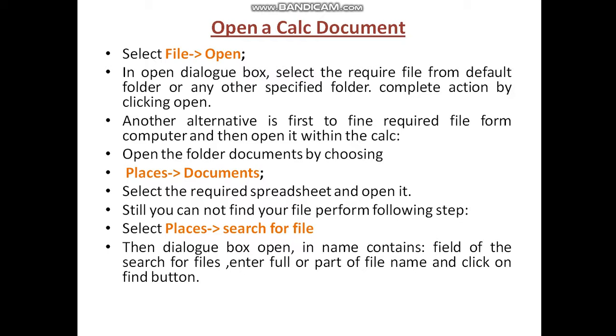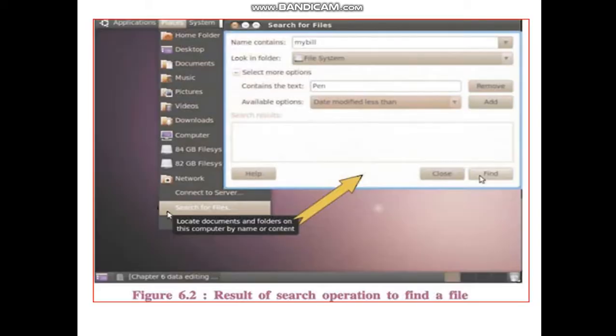If you still cannot find your file, perform the following steps. First of all select Places, Search for Files, and type the file name. Then a dialog box opens. In the Name contains field of Search for Files, enter the full or part of the file name and click on the Find button. So first we select the Find option and then type that word, and then the find option is available.